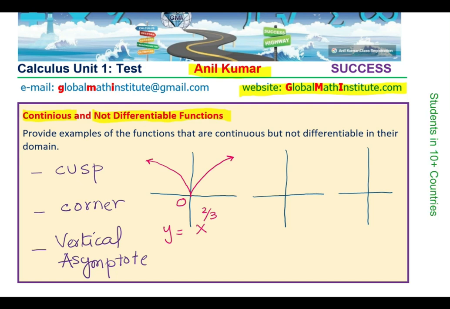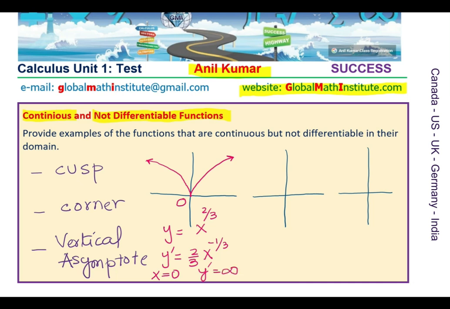Now, if you find the derivative of this function, it will be what? 2 over 3 times x to the power of 2 over 3 minus 1, which will give you minus 1 over 3. So, as you can see, at x equals 0, y prime, or the derivative, is infinitely large. And so clearly, it is not differentiable at the origin.